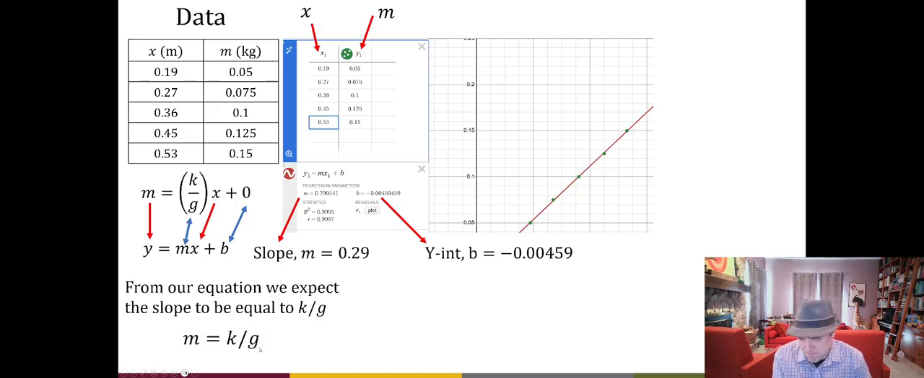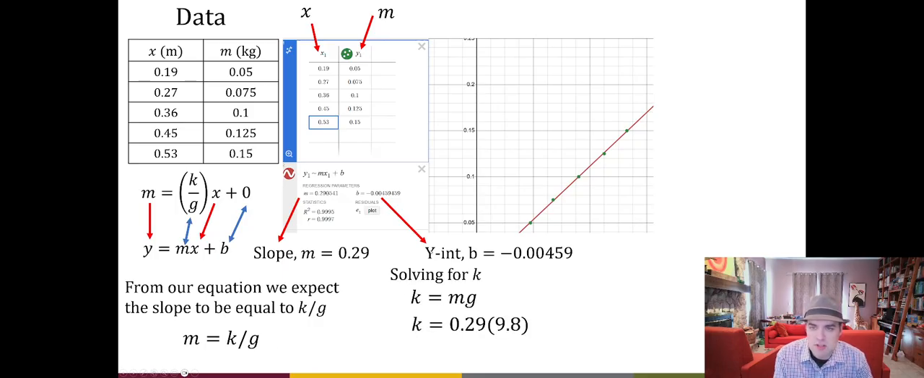And so we can just multiply g to both sides, and we get k equals mg. And so m here is the 0.29 from our slope, and g, of course, is 9.8. So we arrive at a spring constant of 2.84 newtons per meter. And this is how we get the spring constant from this plot.